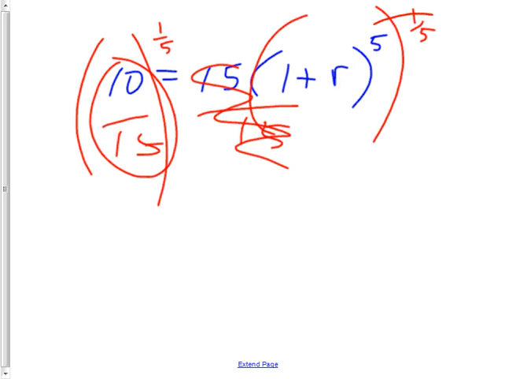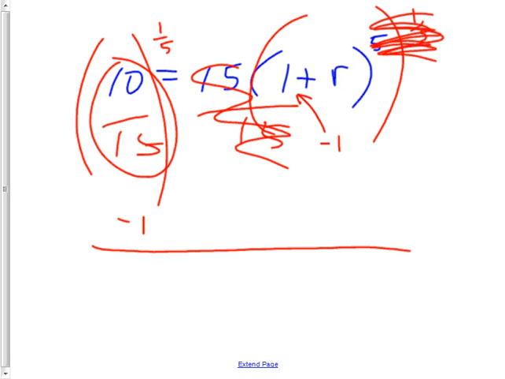And then when this is gone, what's left? Subtract 1. Because the r isn't alone yet, we have to subtract 1 from both sides. And that would have gotten you your final answer. And what did you get for a final answer? Yes?